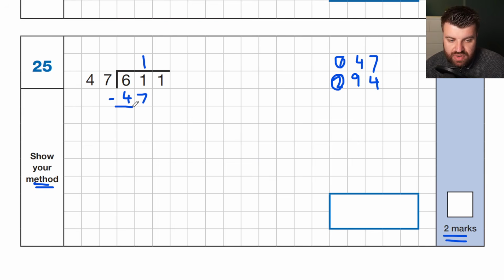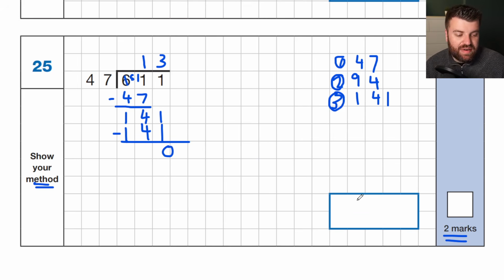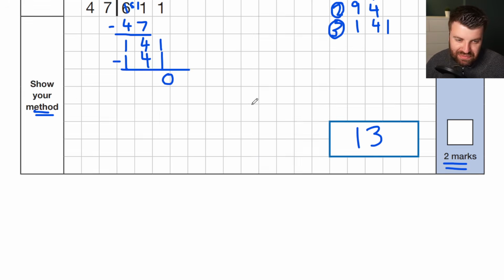So to do that, we subtract, and we do 1 take away 7, we can't do. So we're going to make it 11. 11 take away 7 is 4. 5 take away 4 is 1. And we bring this 1 down. So now we need to keep going until we get to 141. Well, luckily for us, if we add another 47 on, guess what? We get 141. So we know 3 lots is 141. So we can put a 3 here, take off the 141, and we see it goes perfectly. So there are 13 47s in 611. What a mouthful that is.